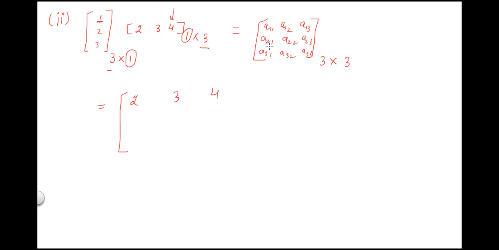Now A21, that means second row. This is the element in second row. Multiply with first column. 2 cross 2 is 4. Then the second row with second column, it will be 6. Second row, third column, 2 cross 4, it is 8. Okay, then multiply the third row with first column. 3 2s are 6 we will get. Third row and second column, we will have 3 cross 3 as 9, and then 3 cross 4 is 12.